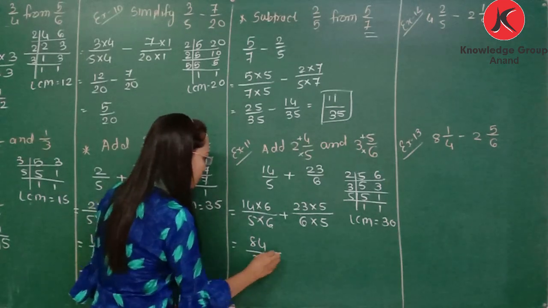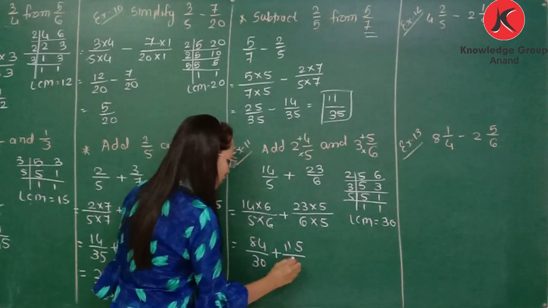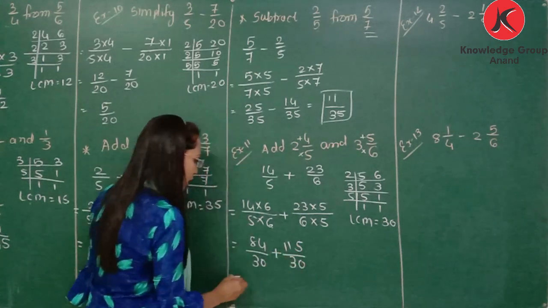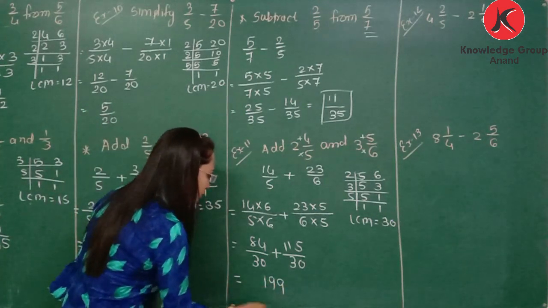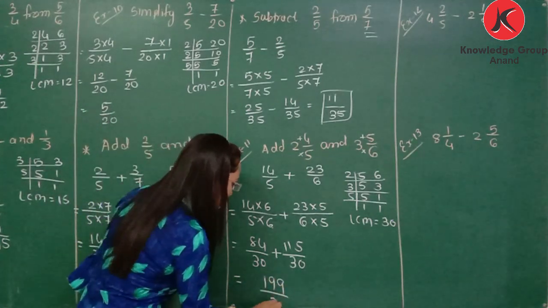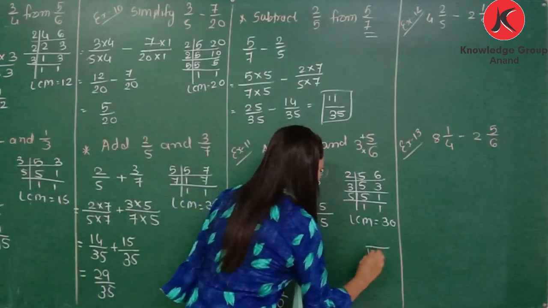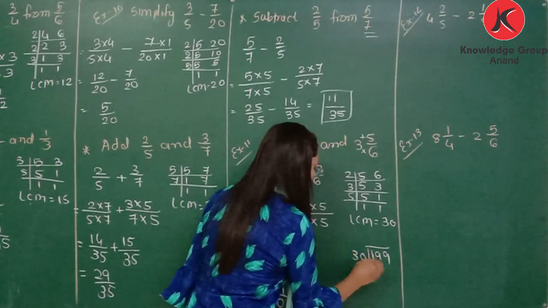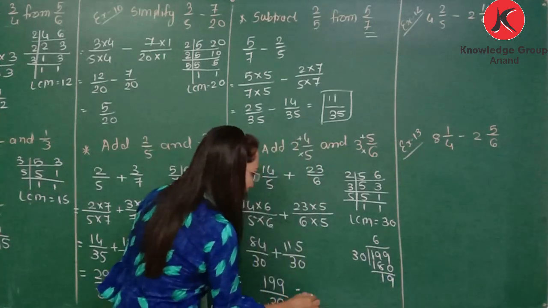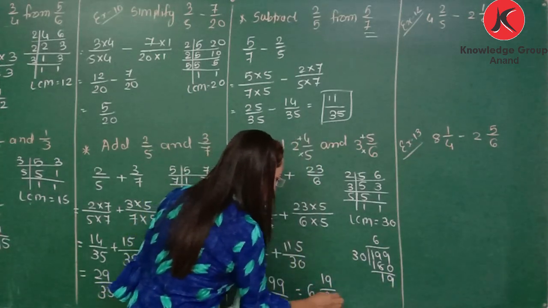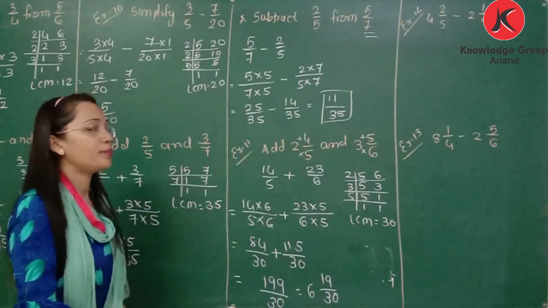84 by 30 plus 115 by 30. Now add the numerators, that is 199 by 30. You can convert this into a mixed fraction. So we will get 6 19 by 30. Okay.